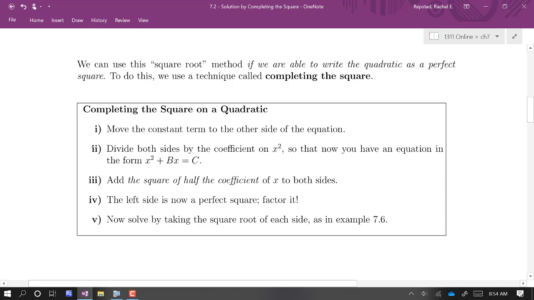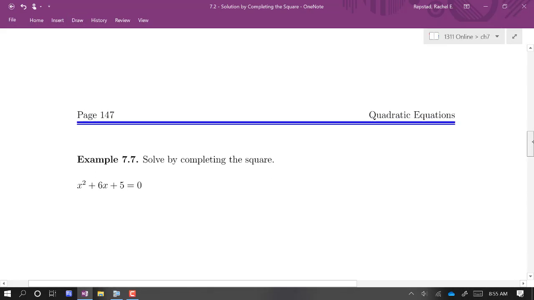You always want to start by having your x squared and x term together on one side and putting the constant by itself on the other side. And then also, item 2 here says divide both sides by the coefficient on x squared so that you have an equation in this form. The point is that we can complete the square on 1x squared, not 5x squared or negative x squared. We need that coefficient on x squared to be a positive one. And if it's not starting out that way, we just get there by dividing both sides. I'm going to talk about the rest of those steps as we see it in an example.